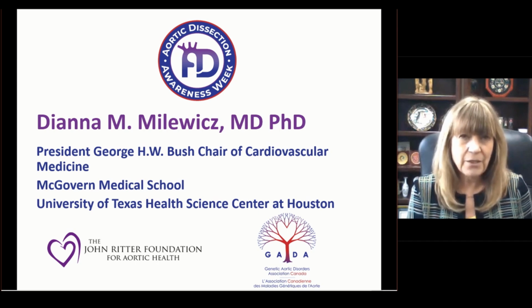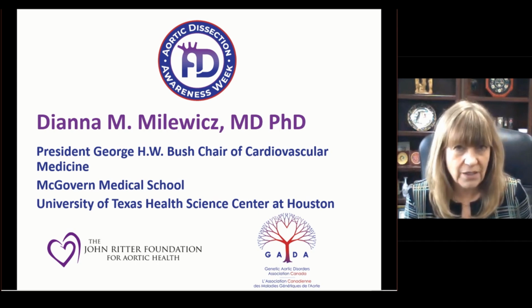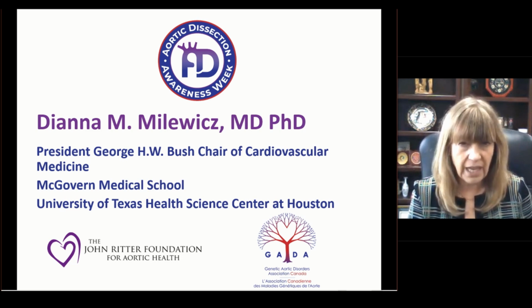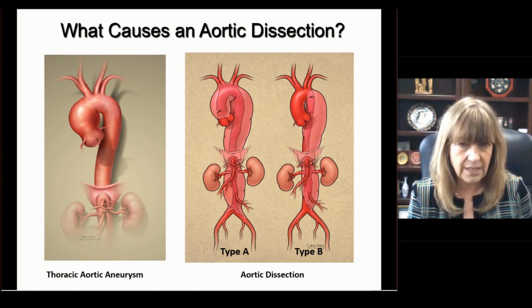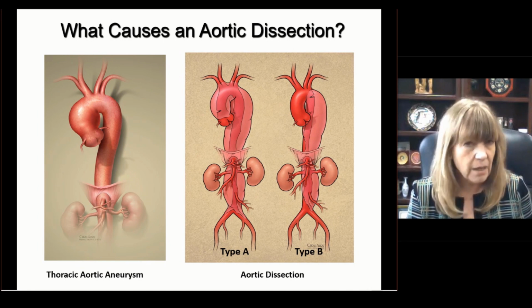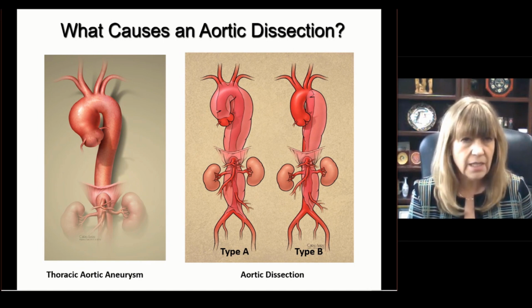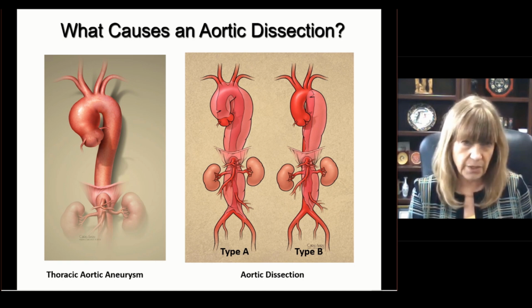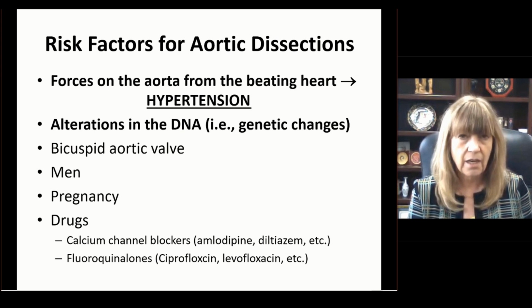I'm happy to be here today to talk to you about what causes an aortic dissection. Now, you've already heard about a type A and type B aortic dissection. And for the type A dissections, there's typically an aneurysm or some enlargement of the aorta that occurs prior to the dissection. So what I'm going to talk to you about now is not just a risk for dissection, but also a risk for aneurysm formation, since it's a spectrum of disease.